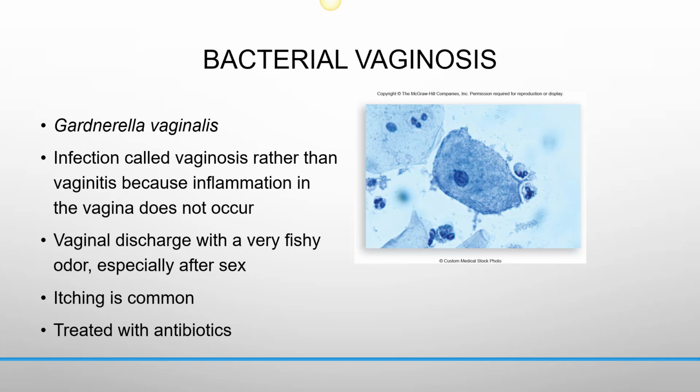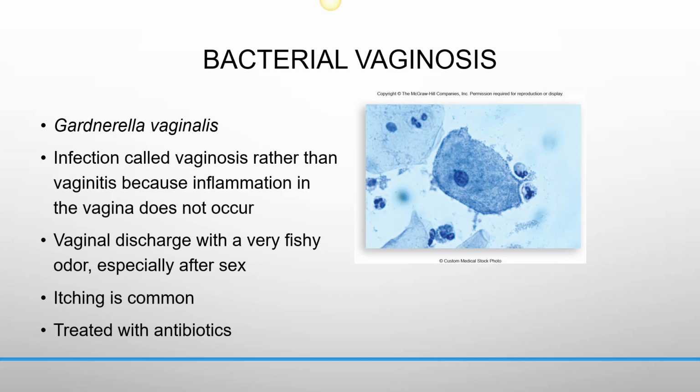Bacterial vaginosis is largely attributed to Gardnerella vaginalis. So this infection is called vaginosis rather than vaginitis because inflammation in the vagina does not occur. Vaginal discharge with a very fishy odor, especially after sex. Why after sex? When a penis penetrates into the vagina, it opens up the vagina, exposing the fornix, which is where this bacteria tend to hide out. And that odor that has been kind of festering up in the fornix of the vagina can escape at that time. Itching is common, and this is treated with antibiotics, but you have to diagnose it first.